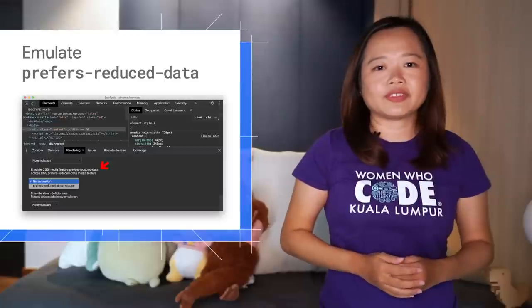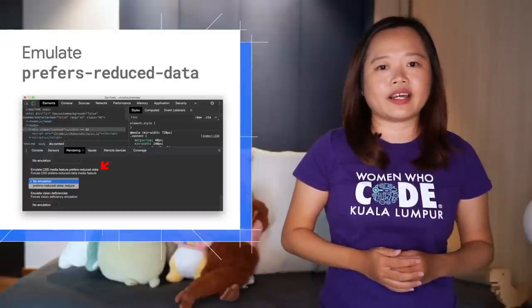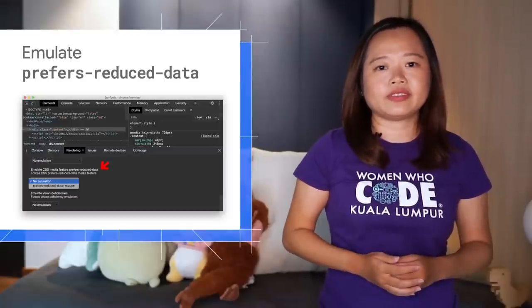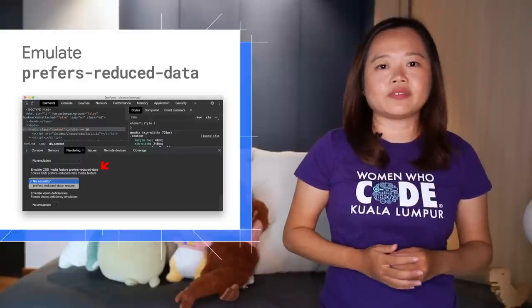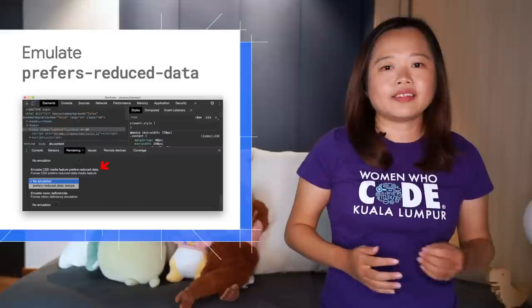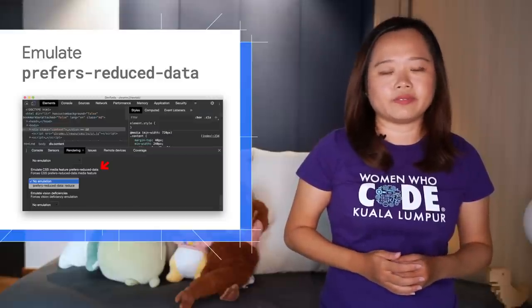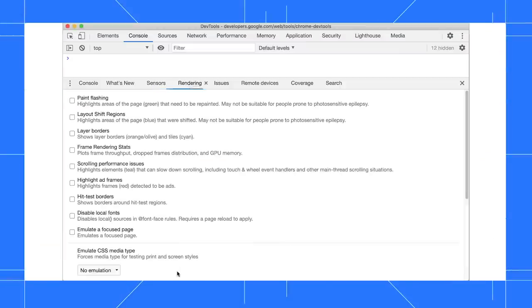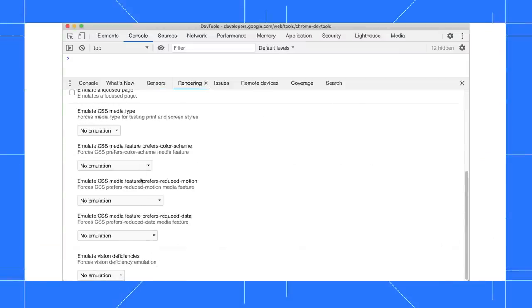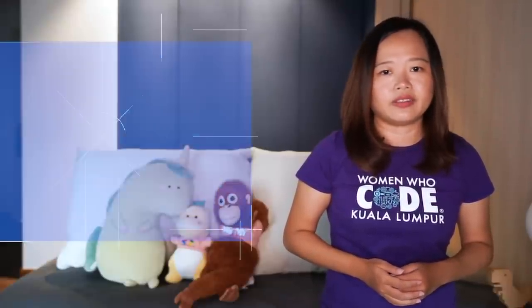You can now use DevTools to emulate the prefers-reduced-data media query. The prefers-reduced-data media query detects if the user prefers being served alternate content that uses less data for the page to be rendered. Open the Rendering tab, scroll down, and look for the Emulate CSS media feature prefers-reduced-data option. Please note that this feature is currently available behind the Chrome flag Enable Experimental Web Platform Features. You can see these emulation options only if the flag is enabled.